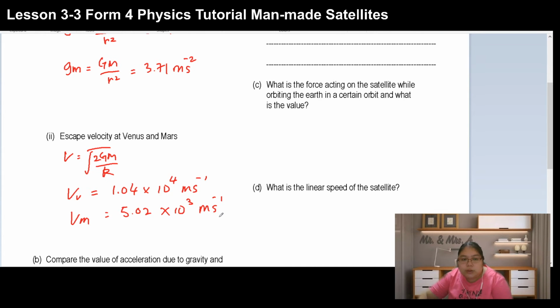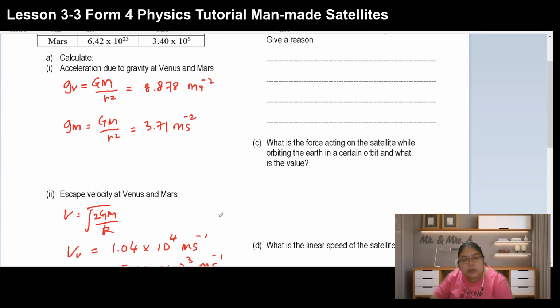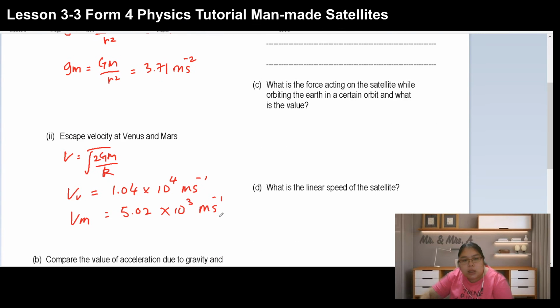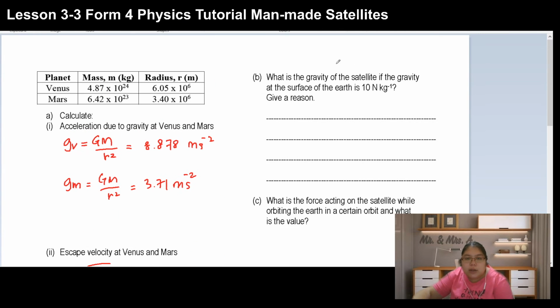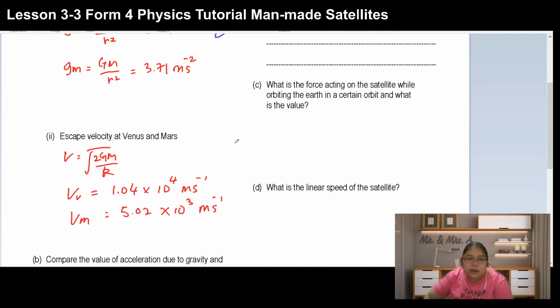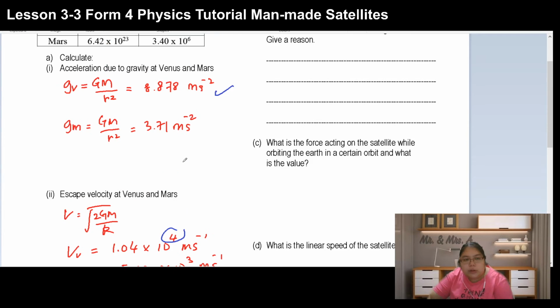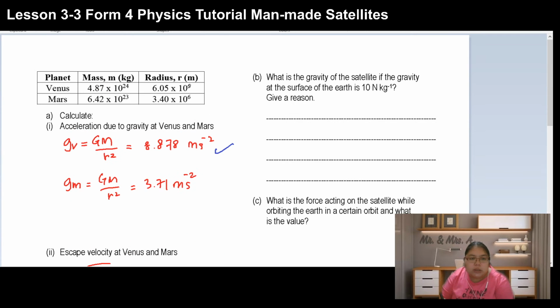Okay, so this is what we can see for the gravity and also escape velocity for Venus and also Mars. Can you see for the answer, Venus is always the biggest one. Okay, Venus should be the biggest. You check the gravity, 8.8. You check the escape velocity for Venus, power of 4. So from here, what is important is what should be the changes.